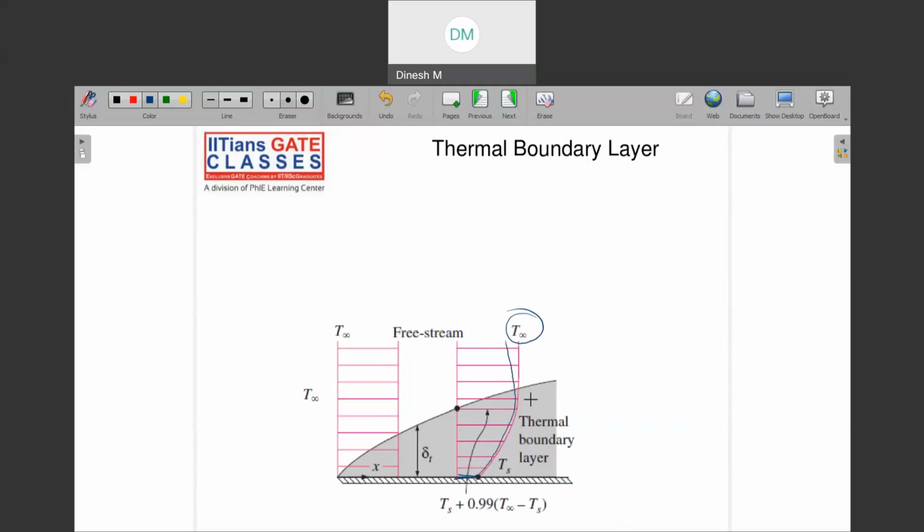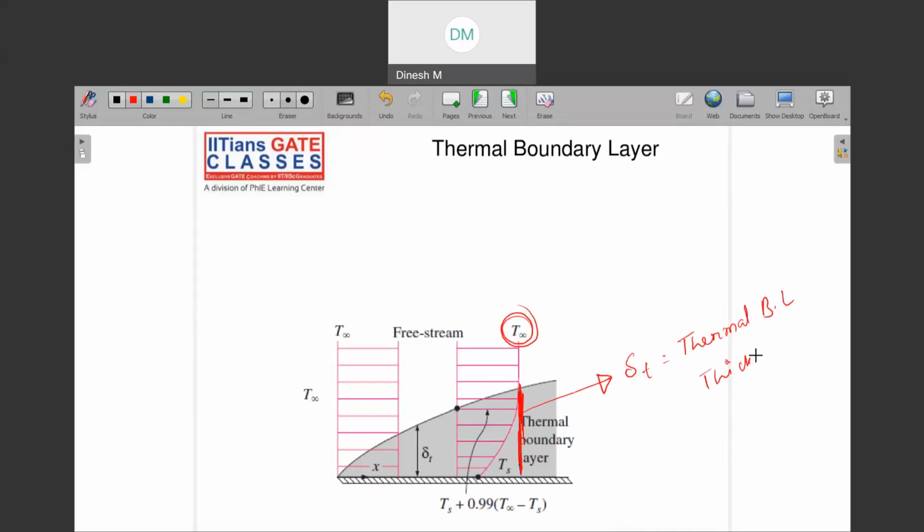Then the point where you feel that you have reached the free stream temperature, the thickness at which you felt that your temperature is nothing but the free stream temperature only. Then what do you name that? This is nothing but delta T, also called as what? Thermal boundary layer. What is this? Thermal boundary layer thickness. Thermal boundary layer thickness.